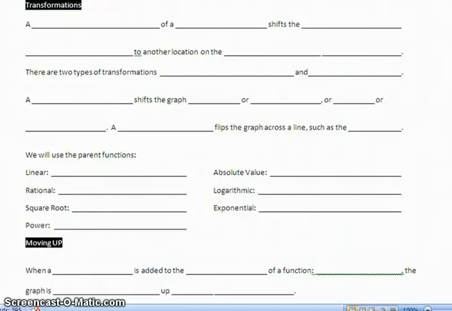Hi, and welcome back. This note-taking guide is going to continue on with family of functions graphing. And today we're going to be talking about transformations.